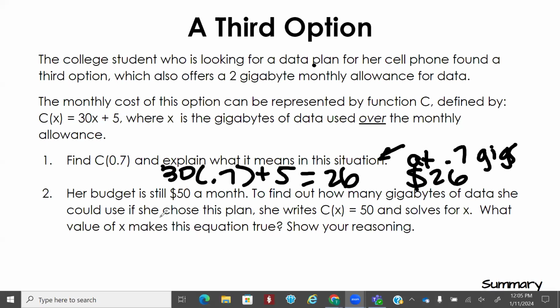Now, her budget is still $50 a month. To find out how many gigabytes of data she could use if she chooses this plan, she writes C of x equals 50 and solves for x. What value of x makes this equation true? Show your reasoning, okay? So on here, if I take this equation that they gave us, I set it equal to 50. How do I solve this guy?